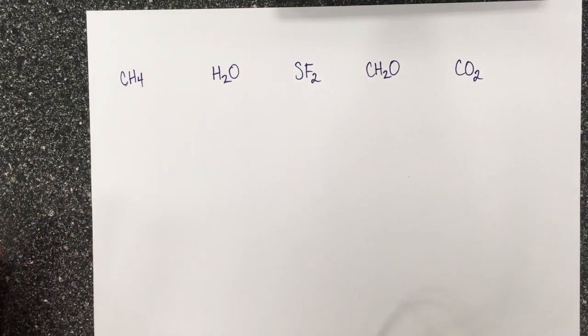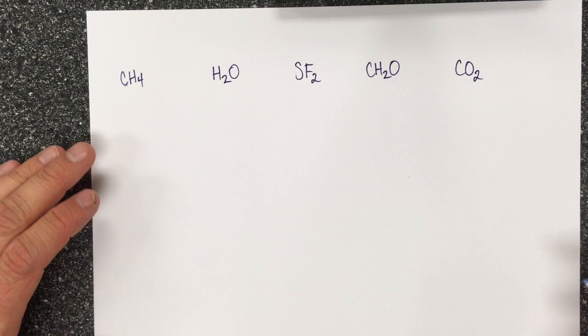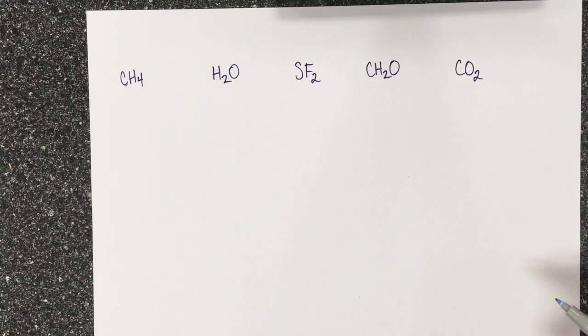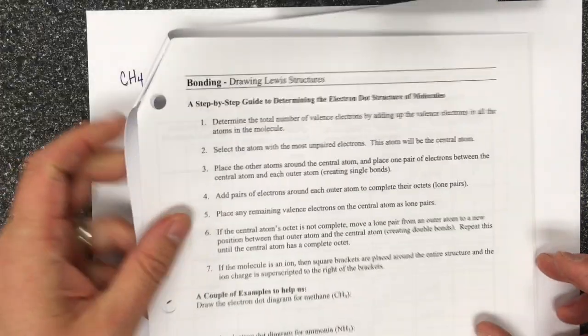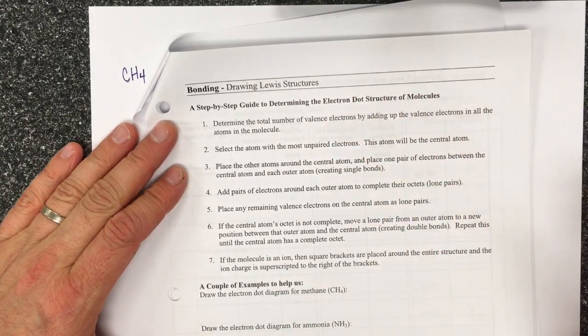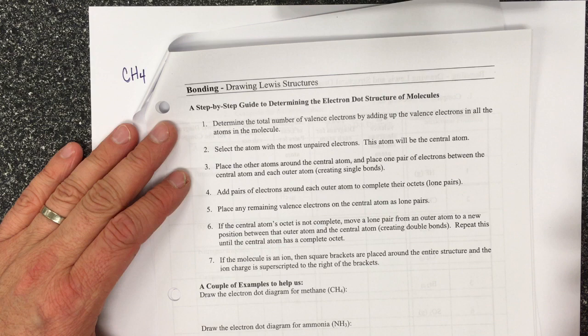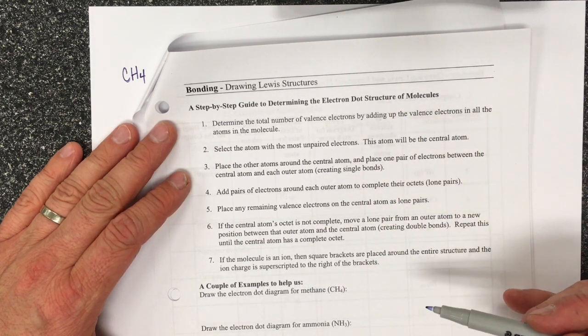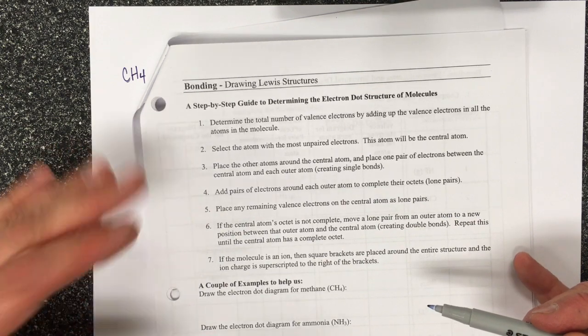Okay, in this video we're going to explain molecular compound formulas using Lewis dot diagrams. I'm going to be using the steps that are in this section of your notes. The steps go 1 through 7, and not every one of the steps is going to be necessary for every one of the molecules.